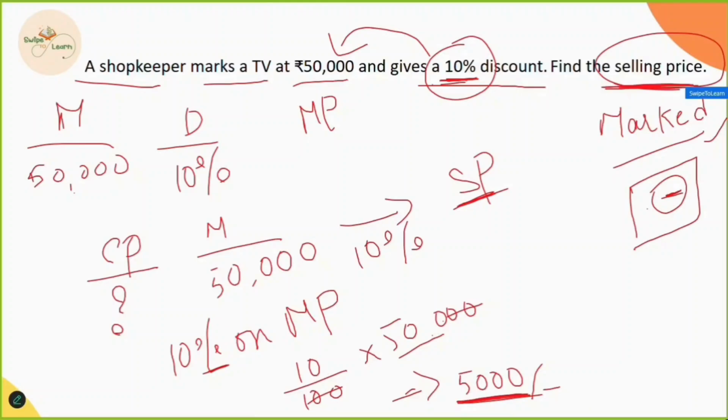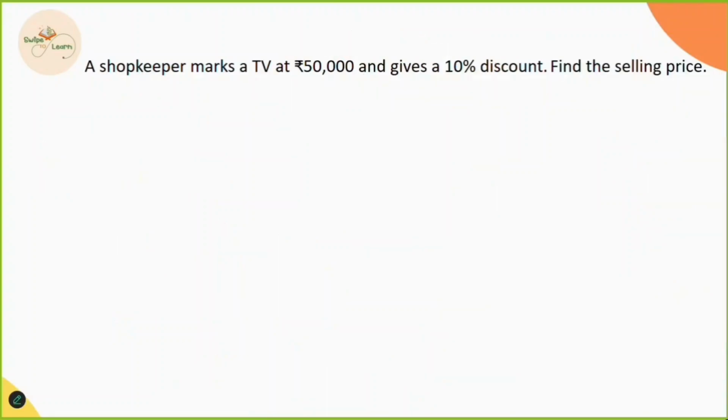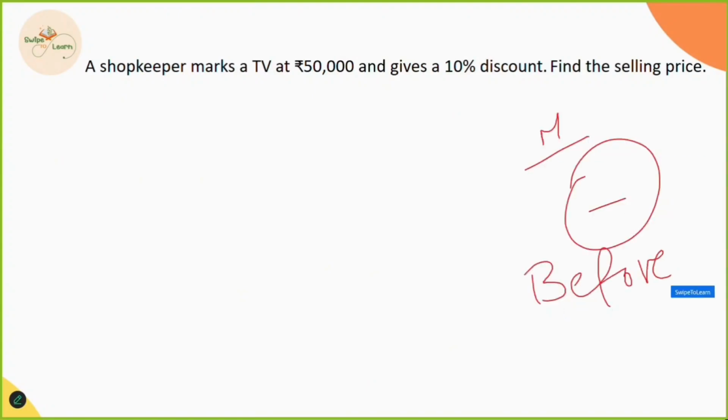So we need to find out the selling price. Selling price equals market price minus discount. Market price is 50,000. 50,000 minus 5,000 will be the selling price at which he is selling. So for 45,000 he is selling the TV. Initially 50,000 was the price on the TV, and he said that he'll give a 10% discount. So he is selling at 45,000 rupees. So market price is the thing which is labeled on the given item, before applying any discount.